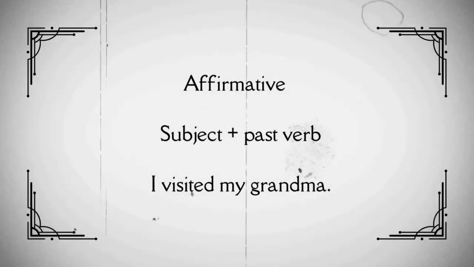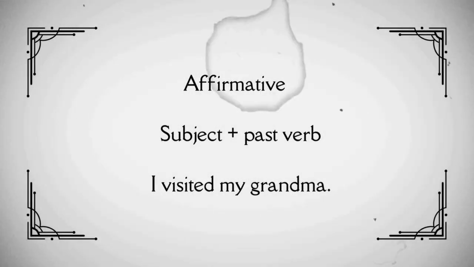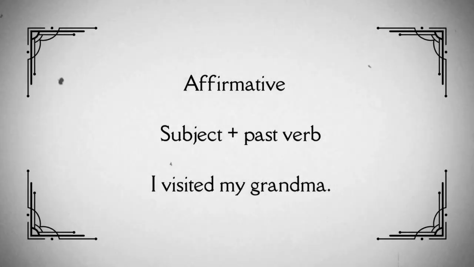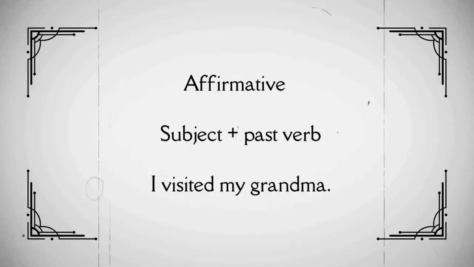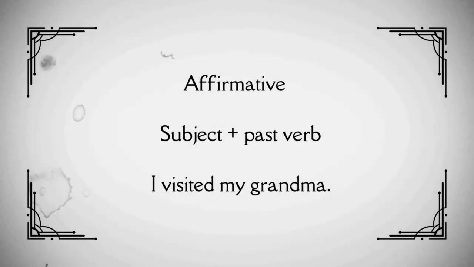First, we have the affirmative statement. The formula is subject plus the past verb. Example, I visited my grandma. Visited is the past form of visit. Just add the ed for regular verbs. We're gonna check how we build the regular and irregular verbs at the end of the video.